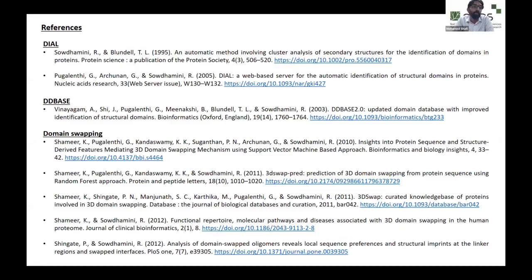Hello everyone. So for today, the most cited research we have listed here. We have two early papers for DAIL. One is from Professor Sowdhamini and the next one from Pugalendi et al. And following that, we have the DD-based domain database publication from Vinayagam et al. And then we have a series of domain swapping papers from Shamir and Prashant. This includes the 3D swap database and 3D swap web server, also analysis of 3D domain swapping.